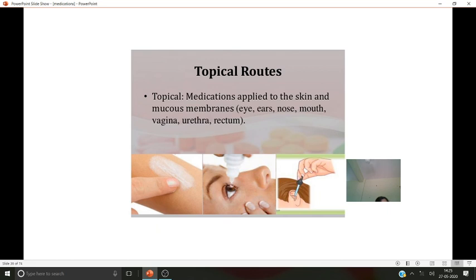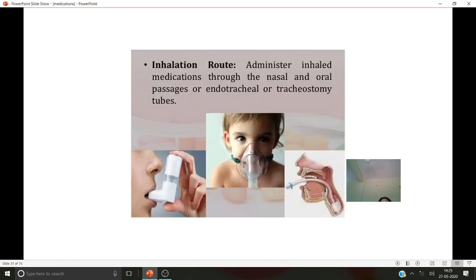Then the topical routes. Topical means medications applied to the skin and mucous membrane. Mucous membrane means wherever it is present, like the eye, the conjunctiva, the ears, nose, mouth, and the mucous membrane which is also present in the vagina, urethra and rectum. So these are the topical routes of drug administration. This is the third one.